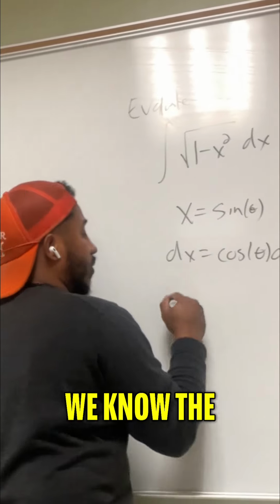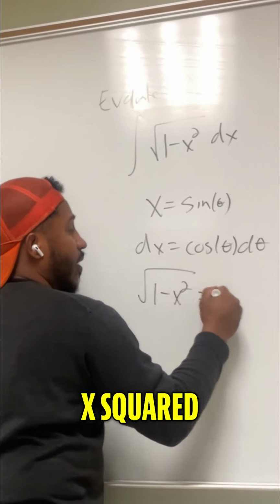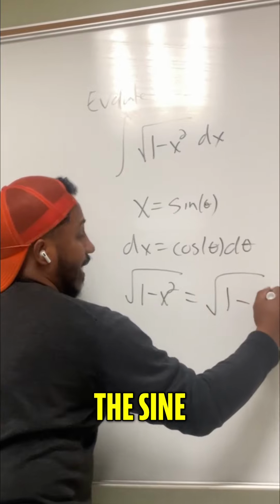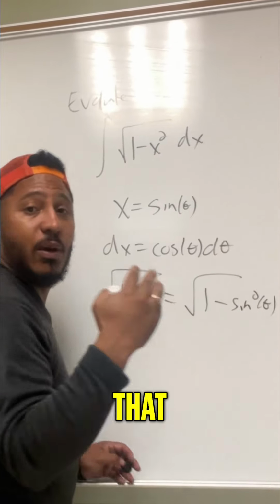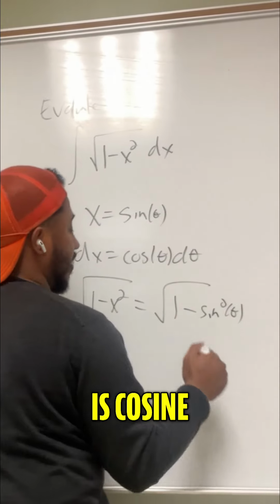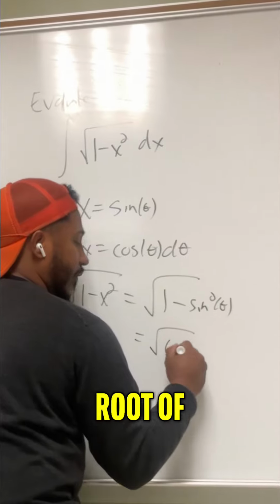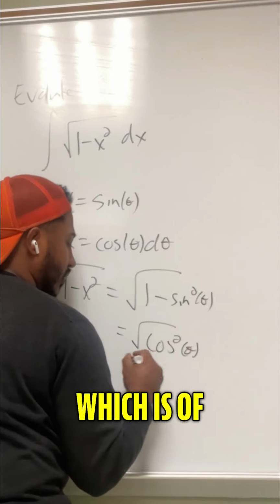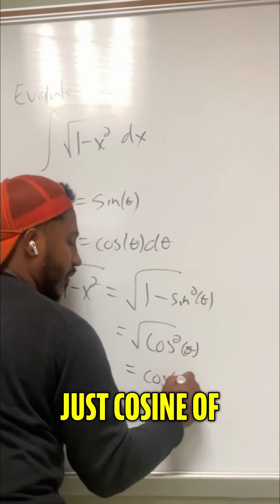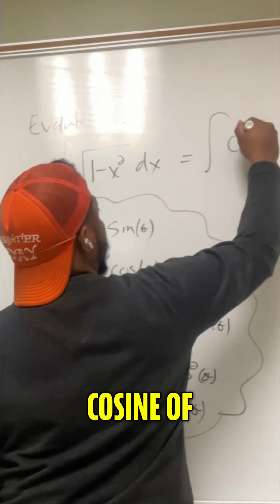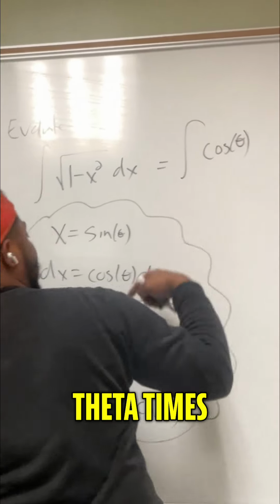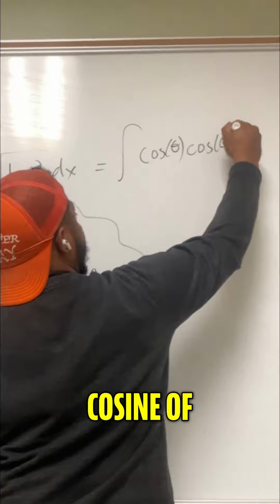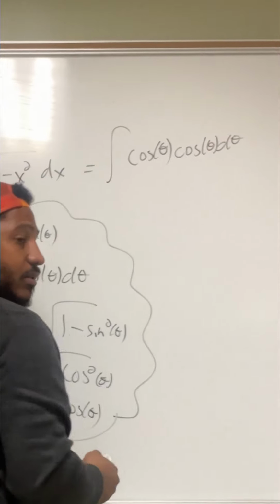Also, from the square root, we know the square root of 1 minus x squared will be the square root of 1 minus sine squared of theta. But we know that 1 minus sine squared is cosine squared, right? And so it's the square root of cosine squared of theta, which is, of course, just cosine of theta. This becomes the integral of cosine of theta times dx, which is cosine of theta d theta.